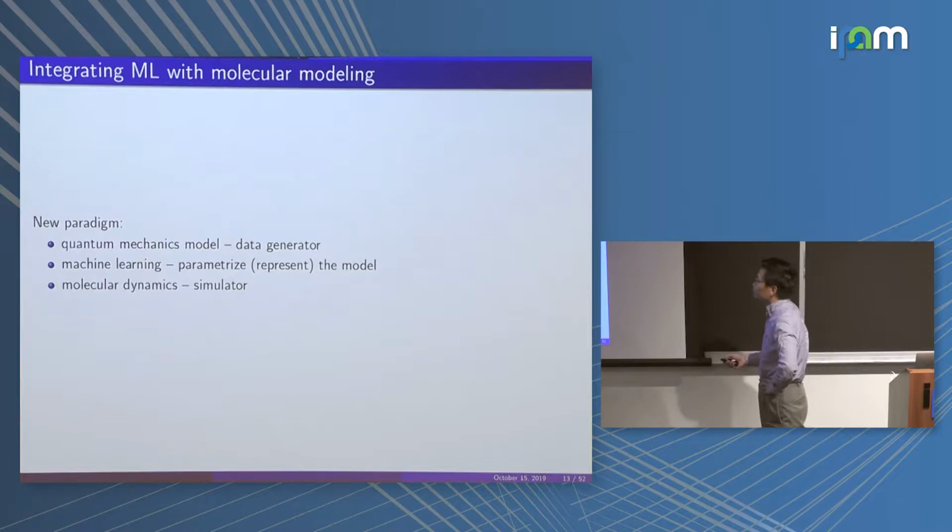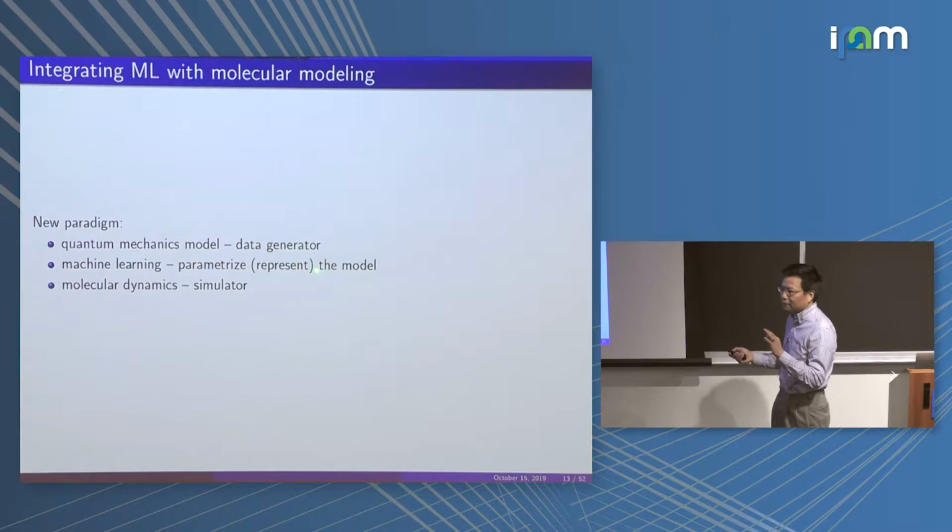So now with machine learning, we have a new paradigm, which is to say, well, quantum mechanics just provides our data. We use quantum mechanics as a data generator. We use machine learning to parameterize the model, and then we just simulate with molecular dynamics. This is simple enough.